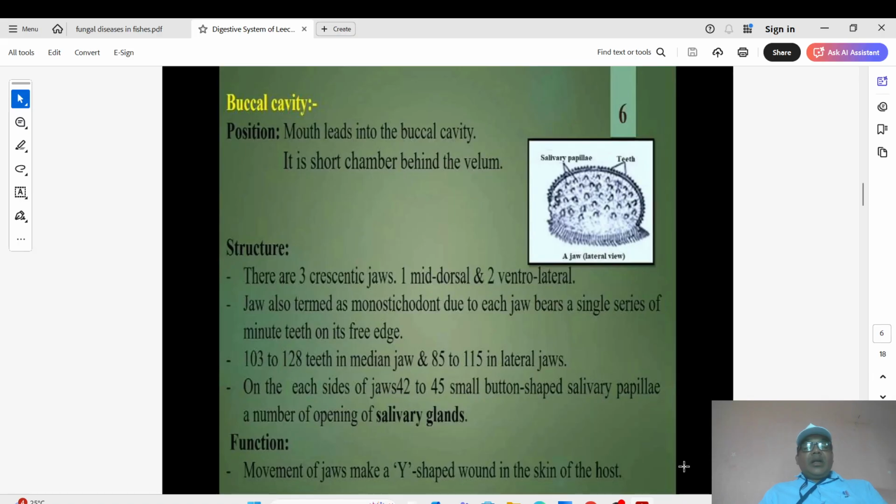See, near about 103 to 128 teeth in median jaw and 85 to 115 in lateral jaw. On the base of the jaw, 42 to 45 small button-shaped salivary papillae are present, the openings of the salivary gland. Now, functions: movement of jaw makes a Y-shaped wound in the skin of the host.